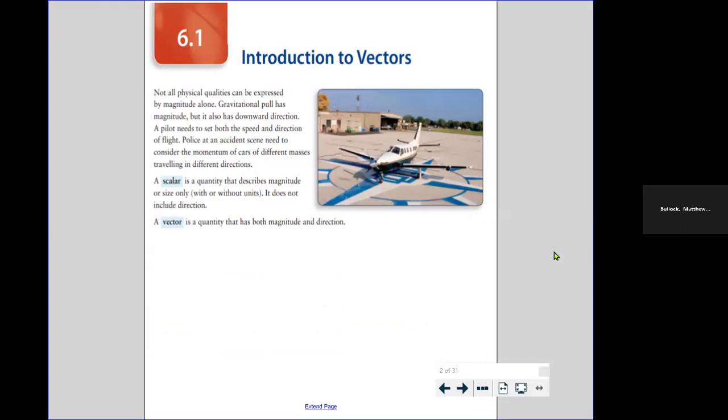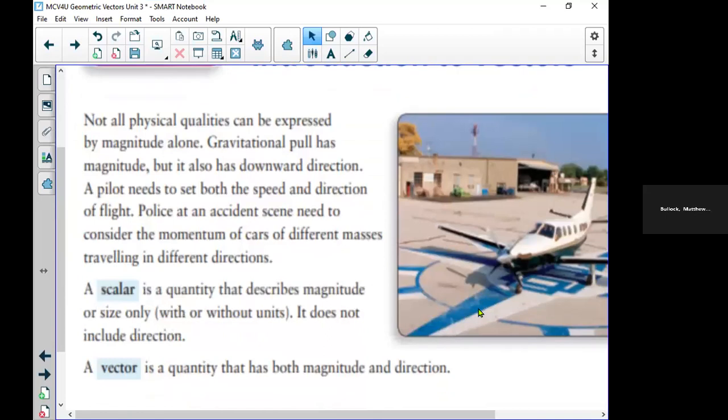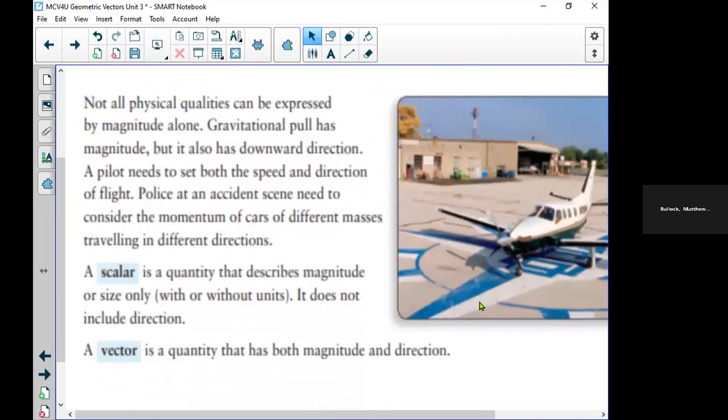Just put that in as an example for application problems. So police at an accident scene need to consider the momentum of cars of different masses traveling in different directions. Pilots, there's lots of problems on the original vector test that have to do with aviation because you're often looking with speed and direction. So there's lots of real world applications of vectors.